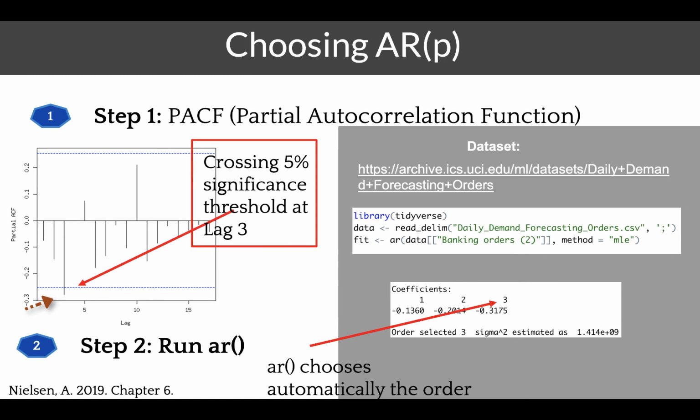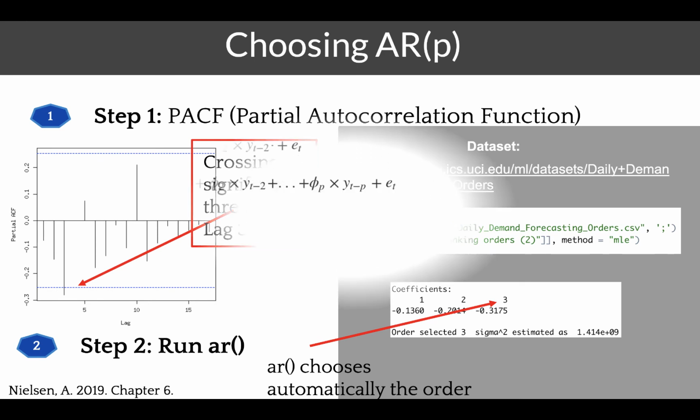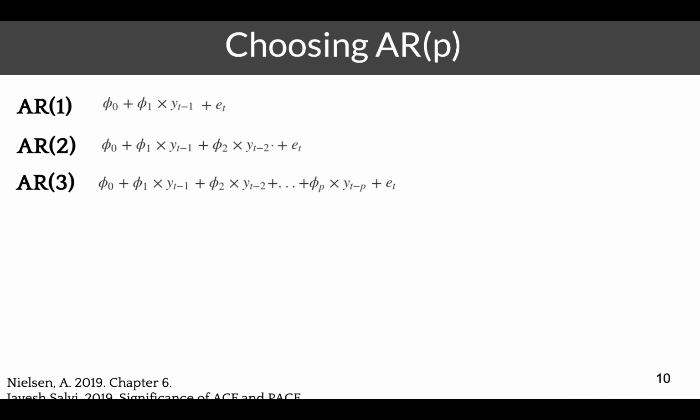We can also use the AR function when we need to automatically detect this order without looking at the plot. So when we use the AR function for the specific column, banking order 2, and when we print the coefficients, we notice it stopped at 3. AR chooses the order automatically. So we're going to call the function to fit AR3.